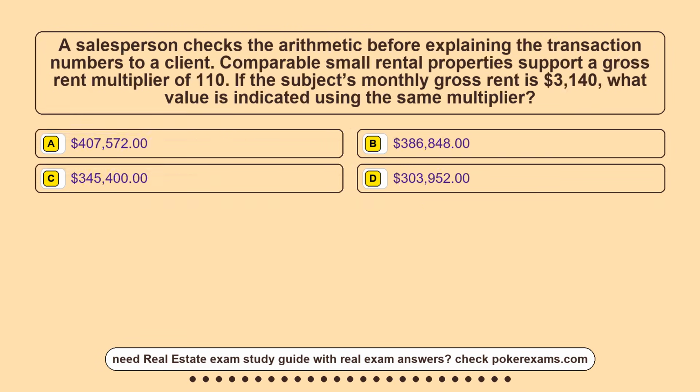Question 5. A salesperson checks the arithmetic before explaining the transaction numbers to a client. Comparable small rental properties support a gross rent multiplier of 110. If the subject's monthly gross rent is $3,140, what value is indicated using the same multiplier?